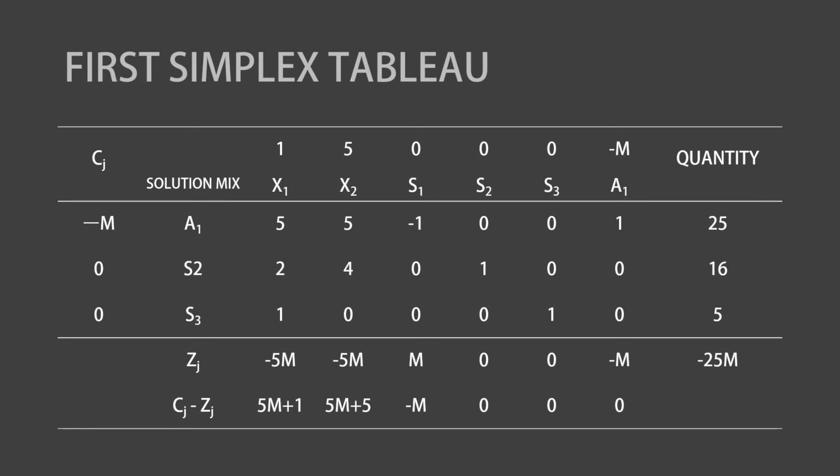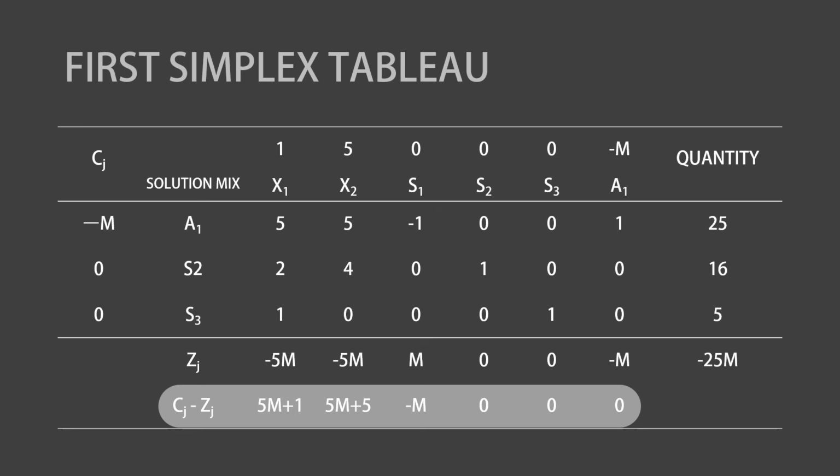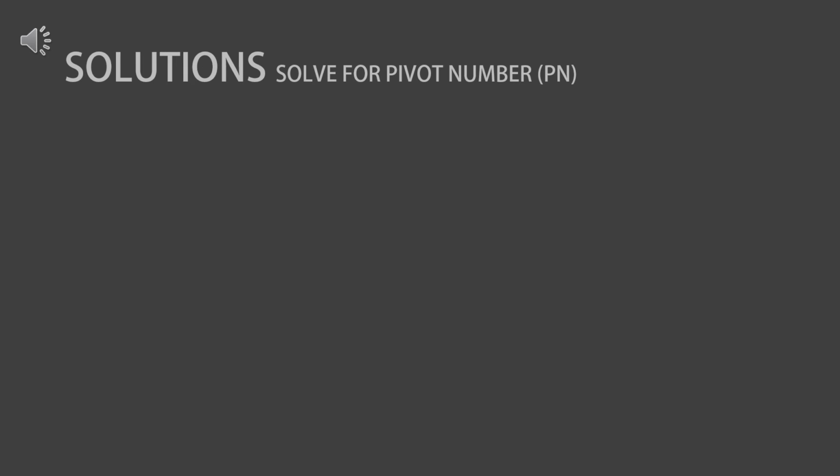Optimality condition for a maximization problem: check if all Cj minus Zj values are either negative or 0. If not, make another tableau. To find the new values for the second simplex tableau, or iteration 1, find the pivot number. It is the intersection point of the pivot row and pivot column.